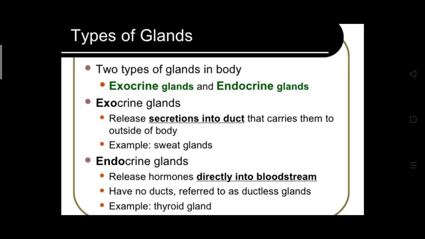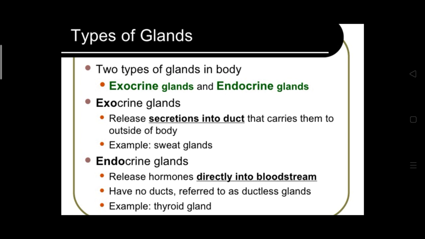The second type of gland is the endocrine gland. There is another name for this, the ductless gland. There is no duct for these types of glands. They release hormones directly into the bloodstream. So, the blood will circulate the hormone to the target organ. Examples of endocrine glands are the thyroid gland, pituitary gland, adrenal gland, etc.